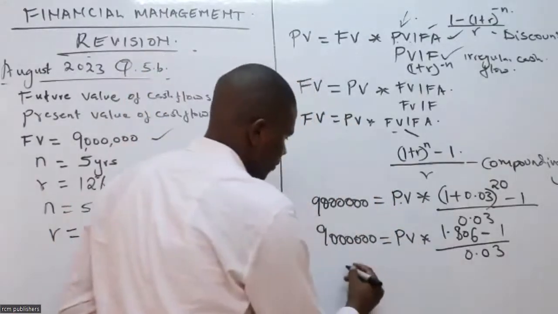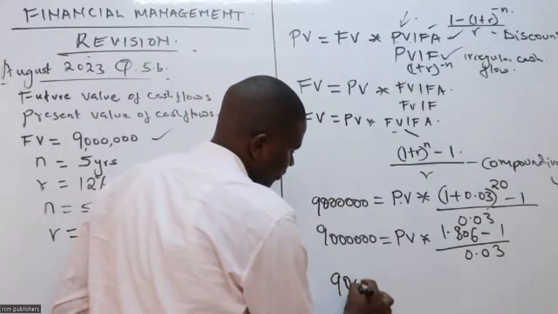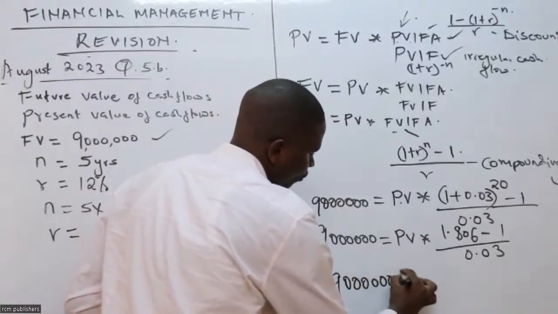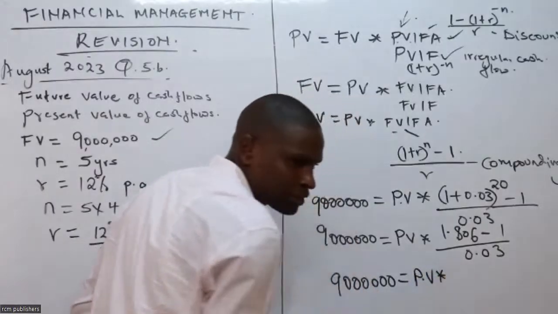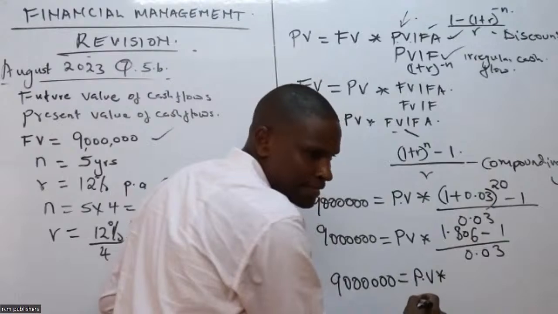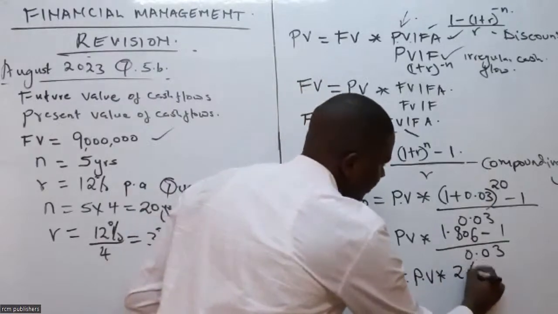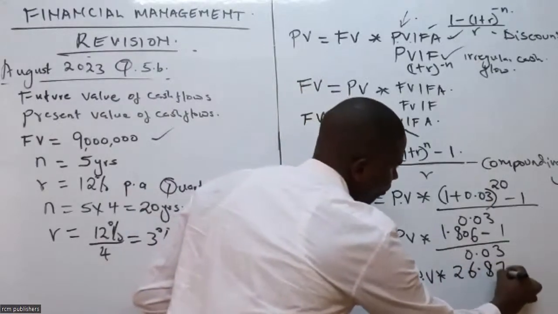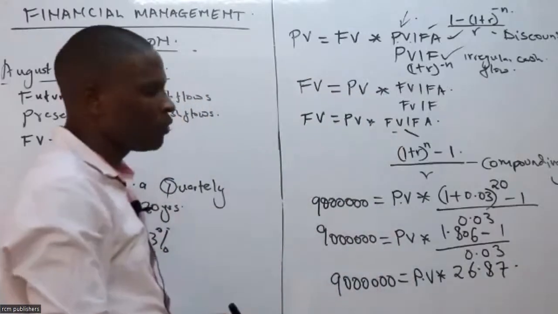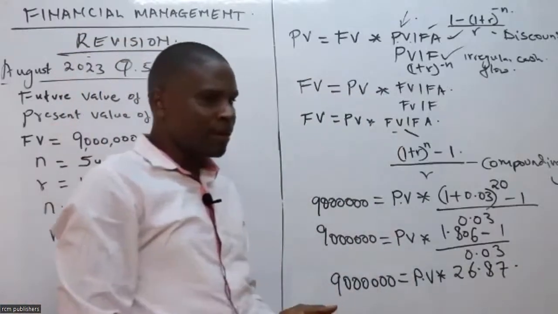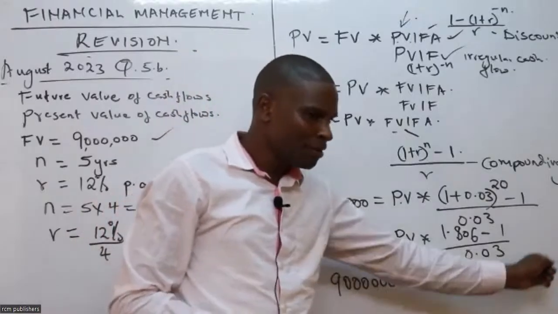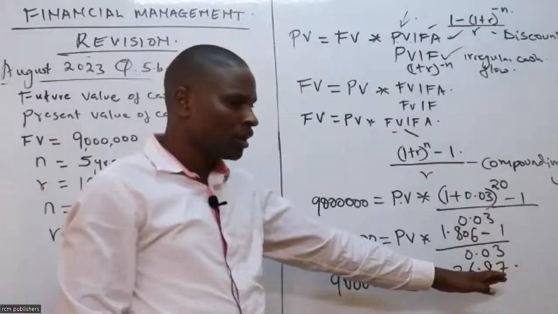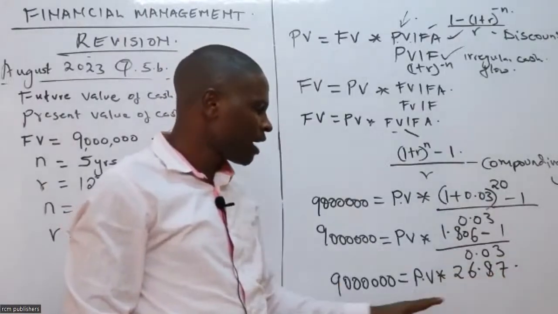I have to check this. So I have 9 million here, class. I have to be very systematic. Somebody has given me this. It is 26.87. Asante. I like the way you are doing this thing. I like the fact that you have not given me a figure with very many decimal points. Sometimes it affects our result.